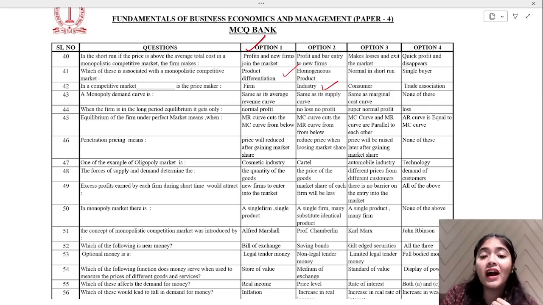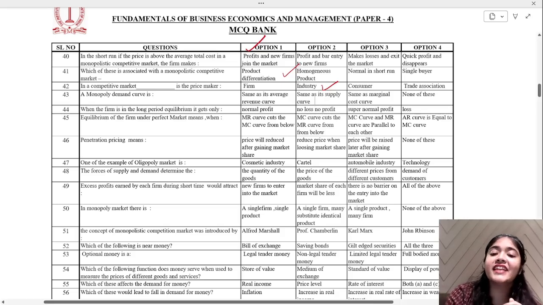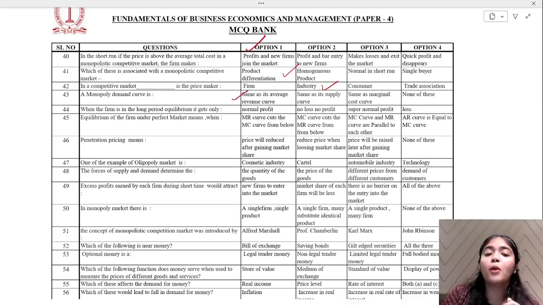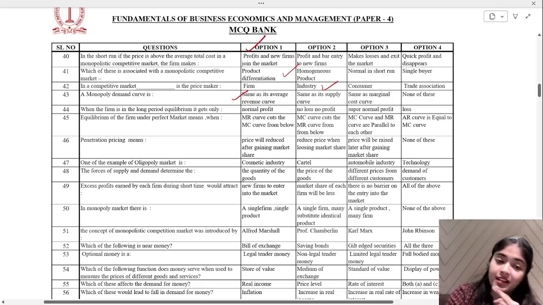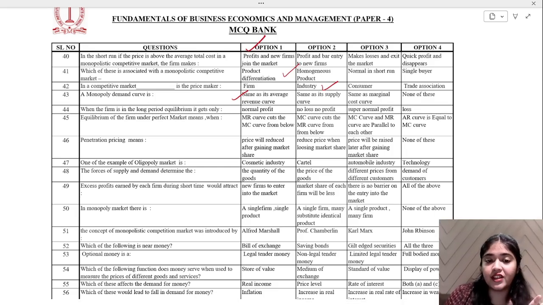A monopoly demand curve is the same as its average revenue curve, the same as its supply curve, the same as its marginal cost curve, or none of these. Tell me. Yes, it is the same as its average revenue curve, option number one. When the firm is in the long period equilibrium, it gets only what? Normal profit, no loss no profit, or supernormal profits or loss. Yes, in the long period equilibrium, it is going to earn only normal profit.